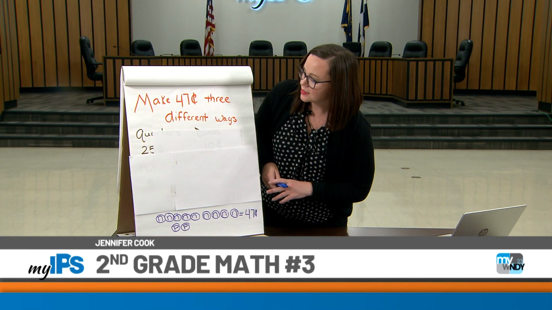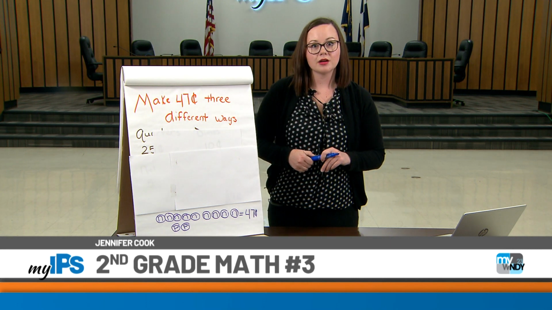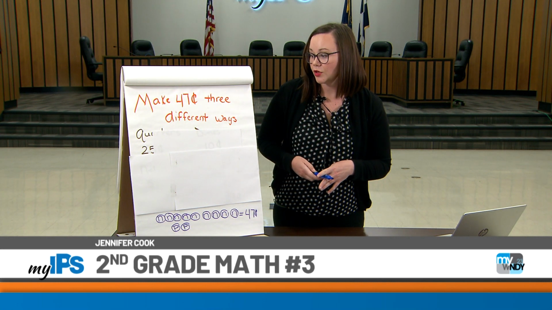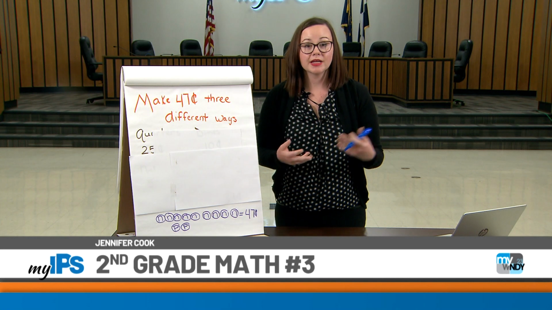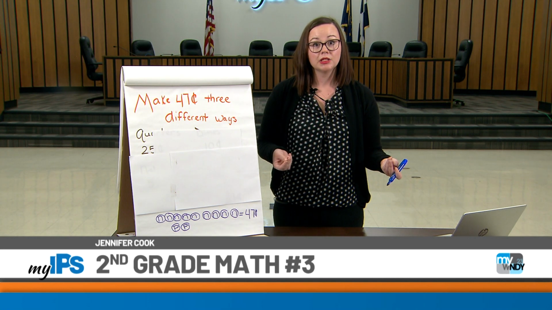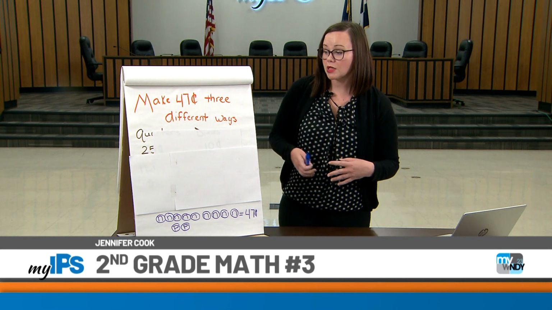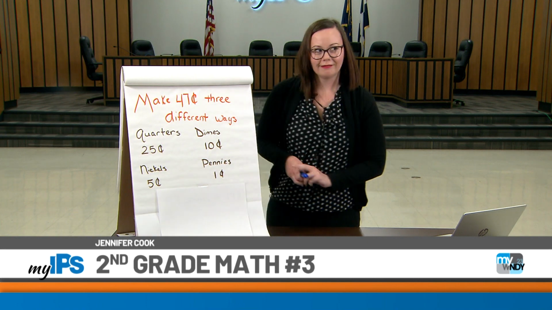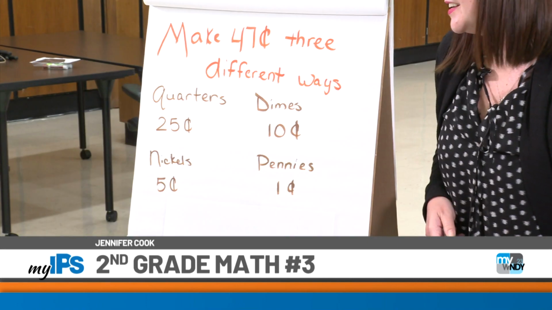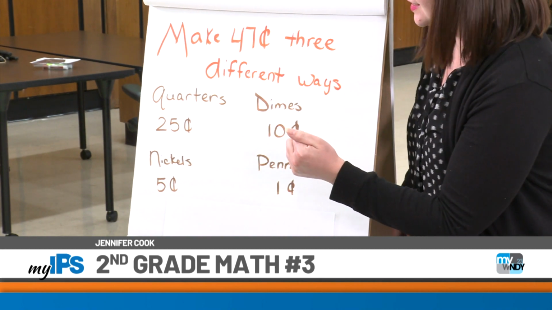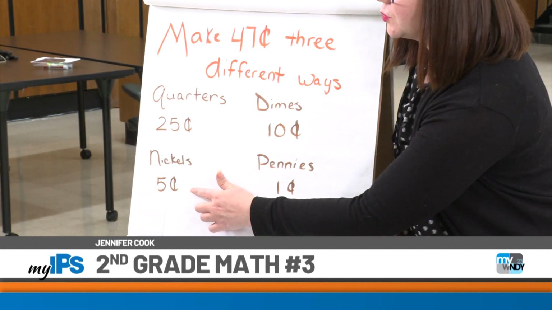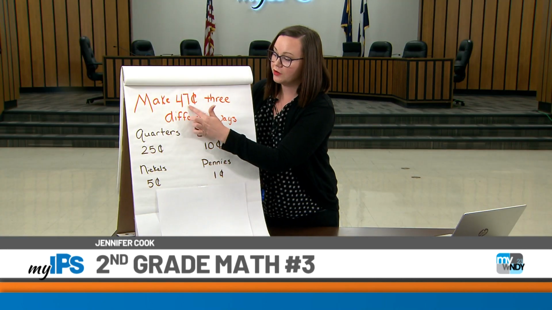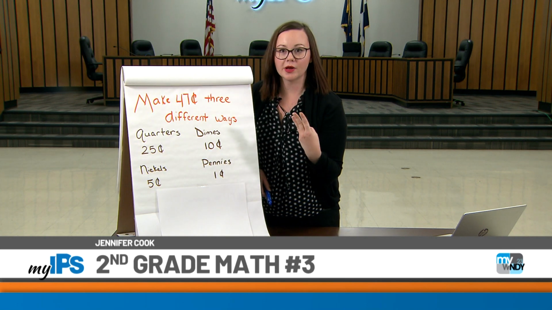Our final piece of our packet for day 3 is to make 47 cents 3 different ways. My suggestion is to grab some coins and play around with those coins. I will help you get started. Quarters are worth 25 cents, dimes are worth 10, nickels are worth 5 cents, and pennies are worth 1 cent. And I want to make 47 cents 3 different ways.